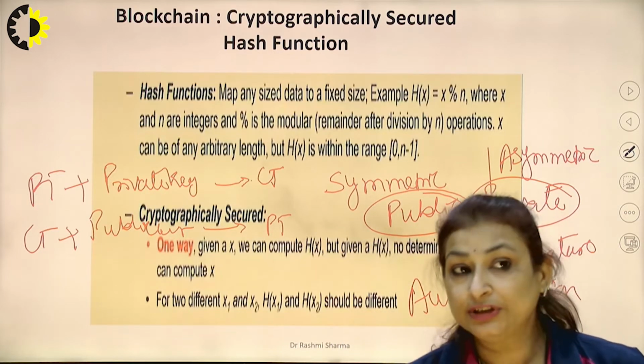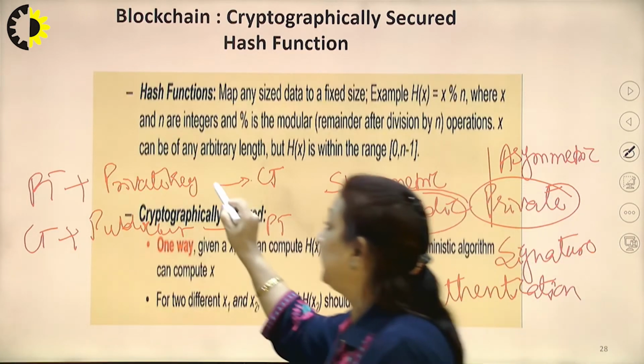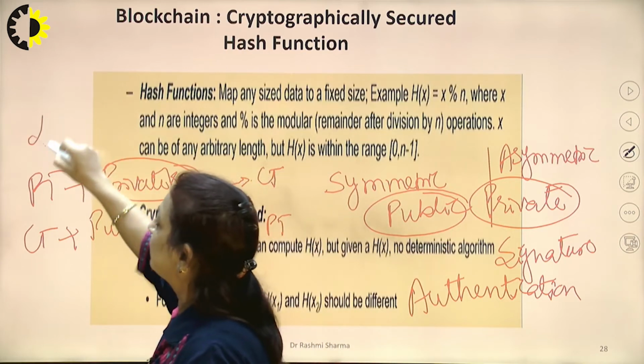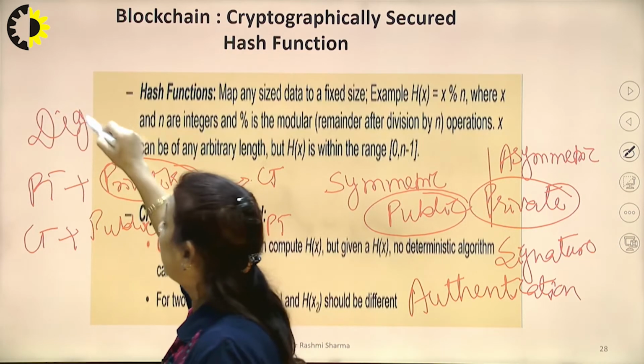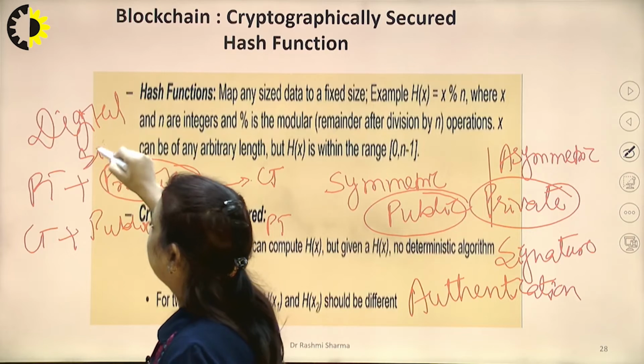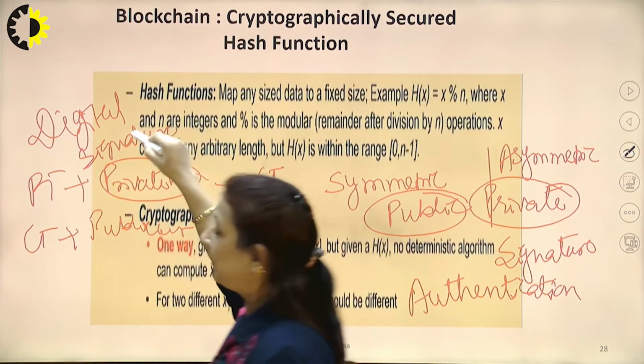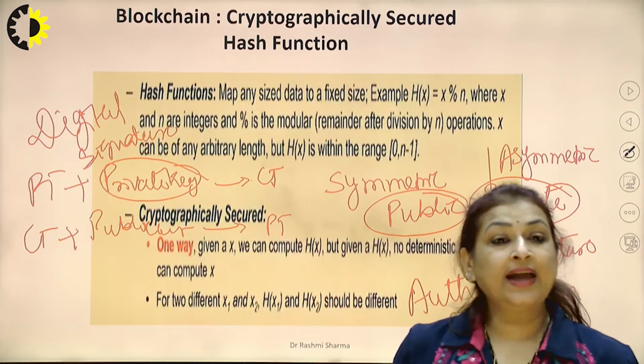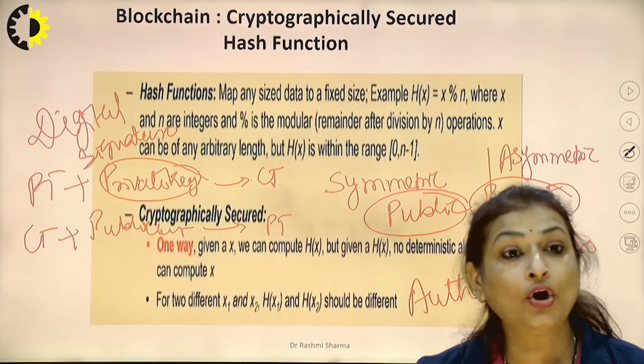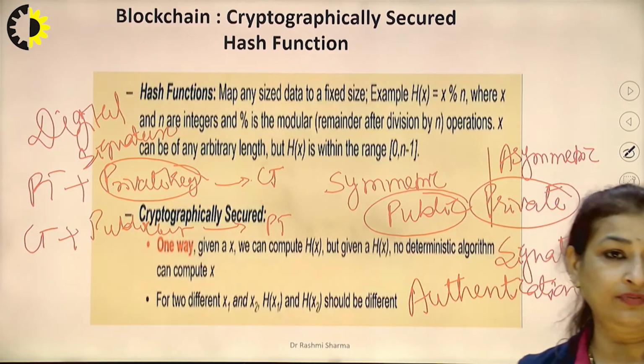So whenever I'm doing this, in the terms of cryptography, I'm doing a digital signature. That digital signature is being done by me. So that private key acts as a digital signature, or authenticity, of that particular function.